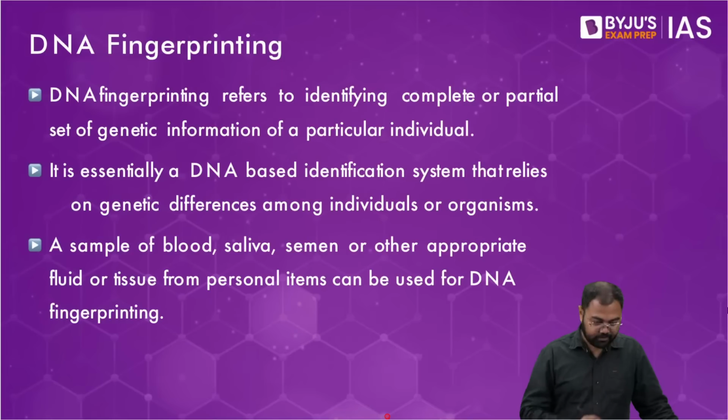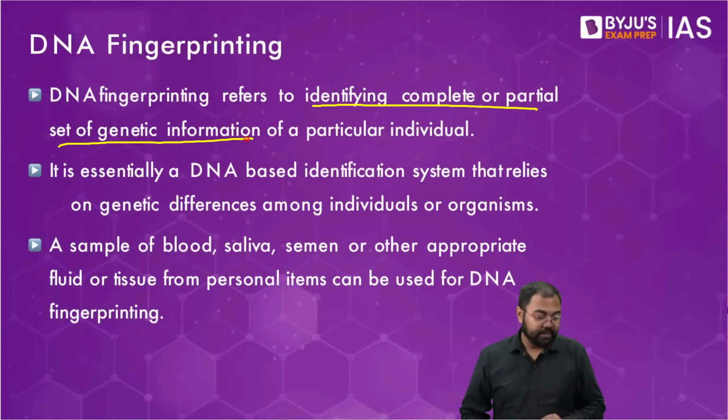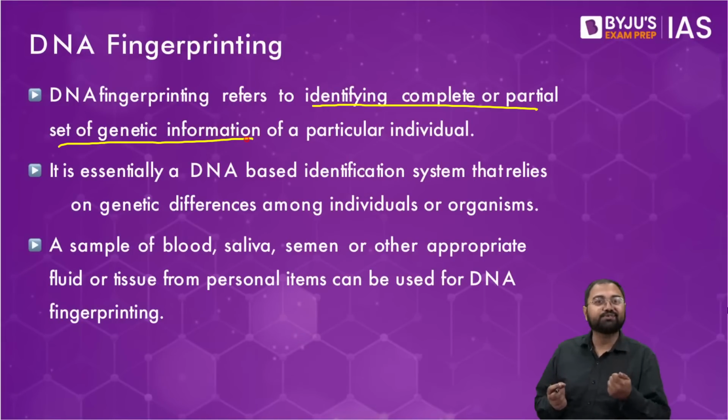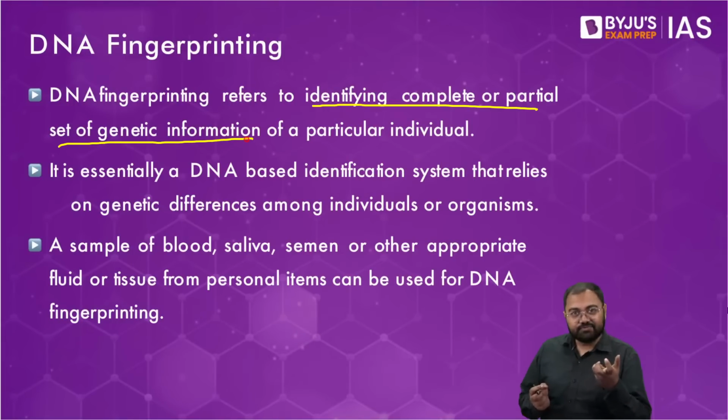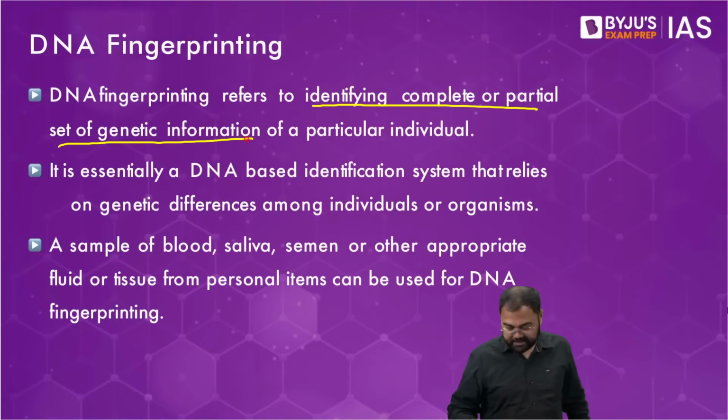All right. So the next topic that we have is DNA fingerprinting. Now, in case of DNA fingerprinting, what we basically see is that this is where we are trying to identify the complete or partial set of genetic information of a particular individual. Now, when we talk about fingerprint, what is the uniqueness of fingerprint? Why is fingerprint of a person important?